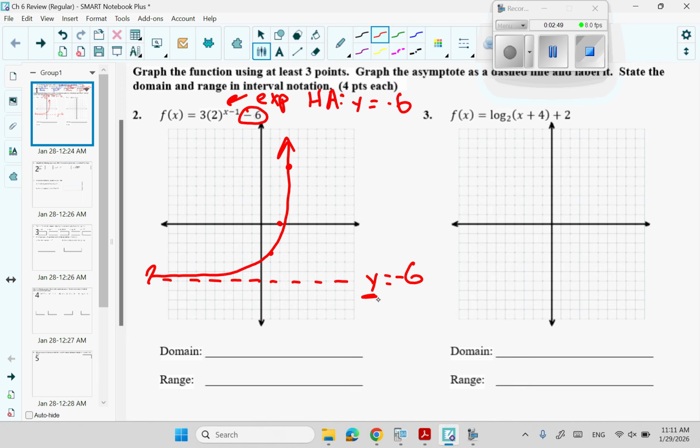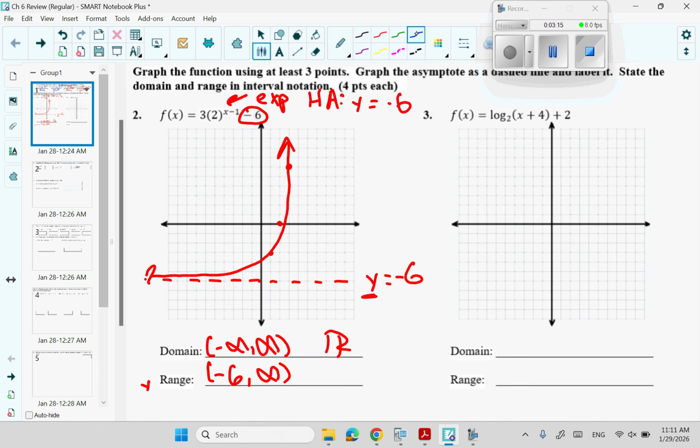Now, y is a matter of range, so my domain is actually unaffected. I go left forever, and I keep going right forever. So my domain would be -infinity to +infinity, or all real numbers. And my range actually gets stopped at -6. That's as low as I go. And it would go up forever all the way to +infinity.